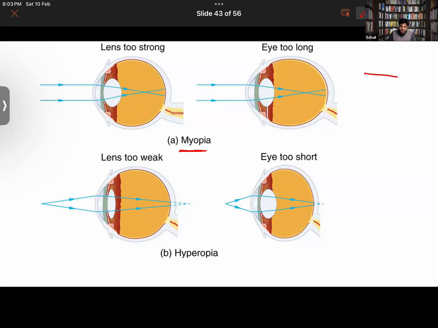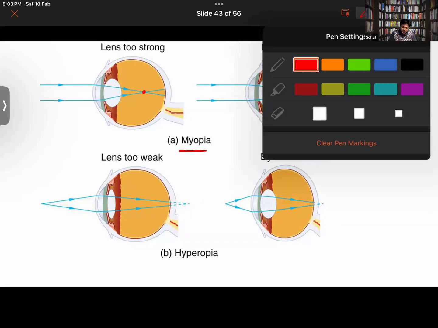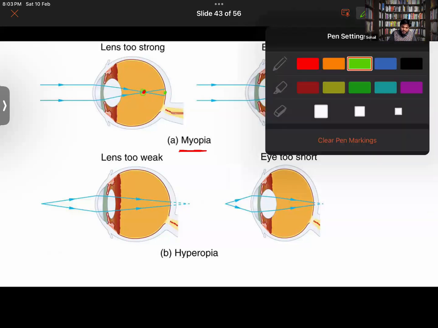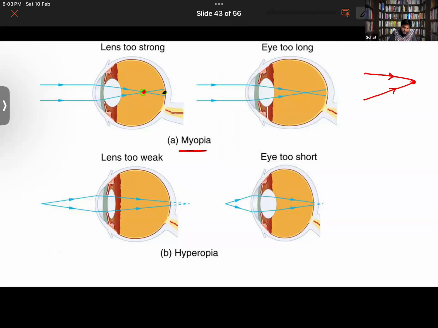Image की formation तभी होती है when two incident rays are meeting. Okay, Nawaz, Arham, Arhan, and Ahmed. So that is the condition, and the point where they meet, at that point the image formation is happening. So look here, it is meeting here, but it should have been meeting at the retina, no? Getting it, guys? It should have met here, but it is meeting here.